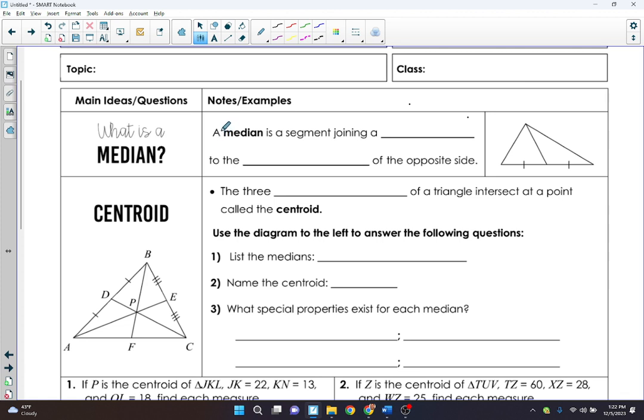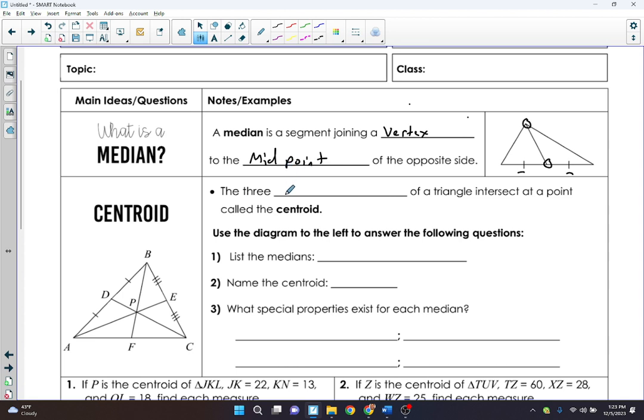All right, first off, let's talk about the notes. A median is a segment joining a vertex, and when I say vertex, I just mean a corner of the triangle, to the midpoint of the other side. I know this is a midpoint because these two are equal to each other. So there's a vertex to the midpoint, vertex to the midpoint.